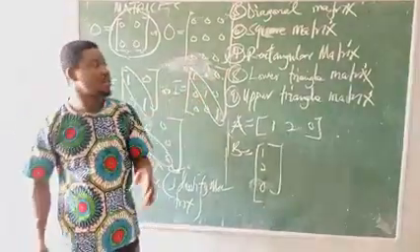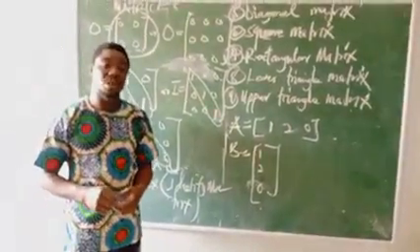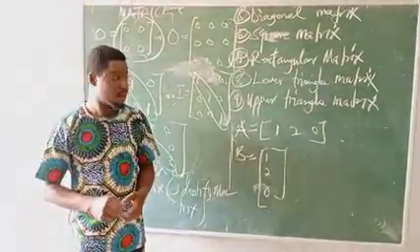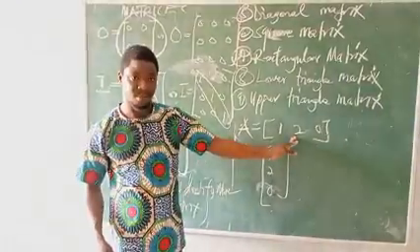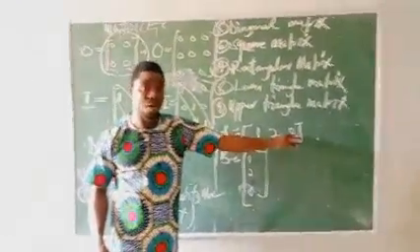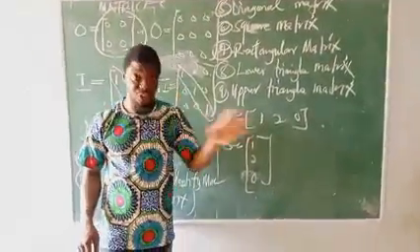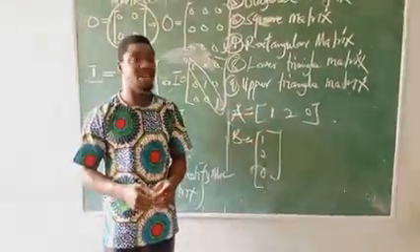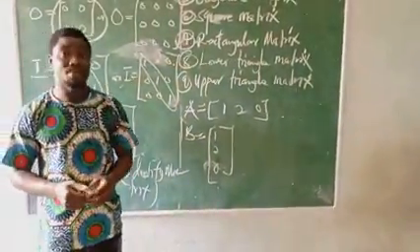And for the rectangular matrix, a matrix is said to be a rectangular matrix if the number of rows is different from the number of columns. For instance, in this previous sample, you see that this one has just one row and three columns. Of course, you know that the number of rows there is different from the number of columns. So such matrices are referred to as rectangular matrices.